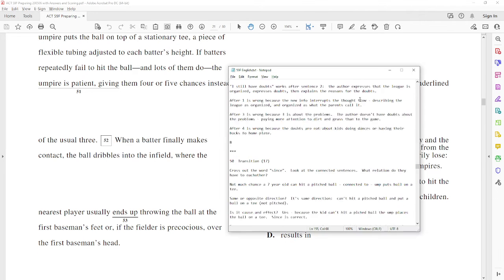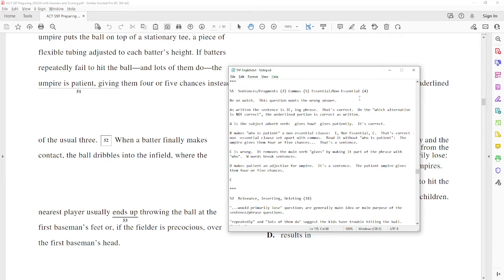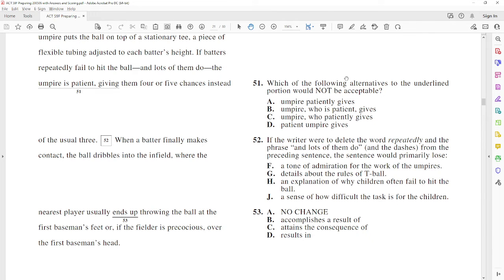In 51, I always wonder with these what it's going to end up being. Sentences and fragments, yes. Commas, yes. Oh, yeah, see, that's the thing. A lot of times these are also about commas and essential and non-essential information. Okay? Anything else? I thought I saw another one. No. Okay. So which of the following alternatives to the underlined portion would not be accepted?